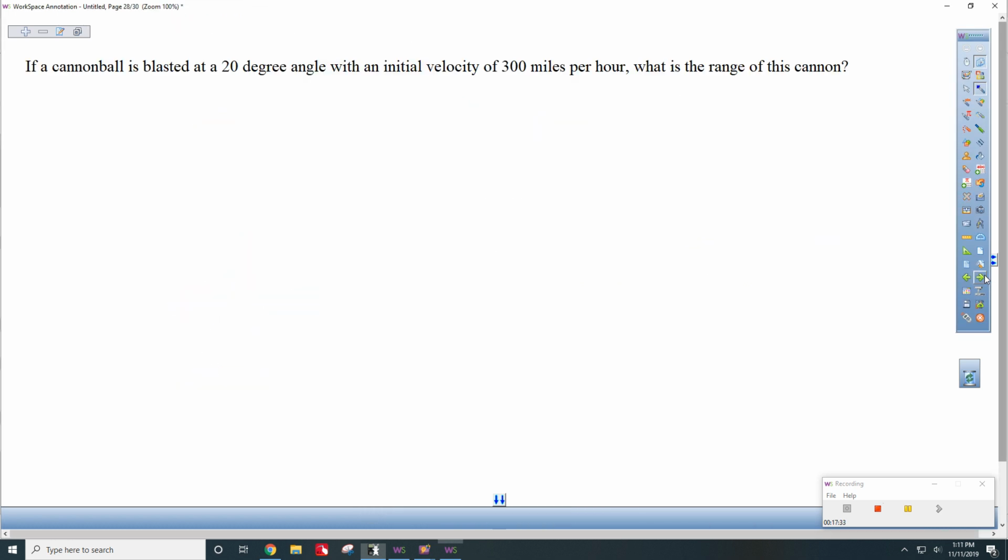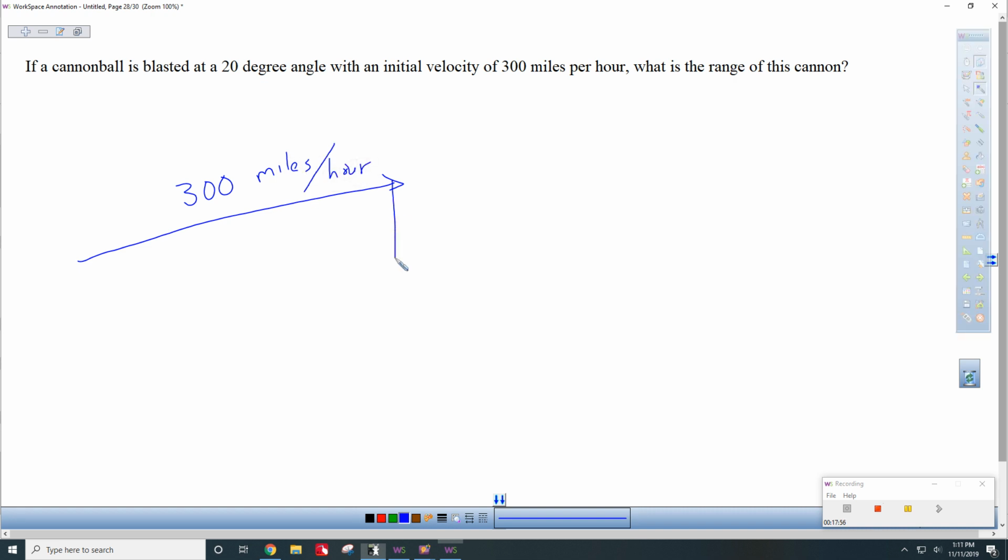Let's do one more example problem. If a cannonball is blasted at a 20-degree angle with an initial velocity of 300 miles per hour, what is the range of this cannon? So here, we're firing it at a low angle. 300 miles per hour. We're going to have to change that because gravity is negative 32 feet per second squared. So we need to change miles per hour into feet per second.